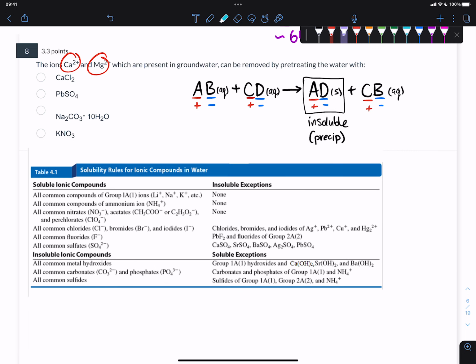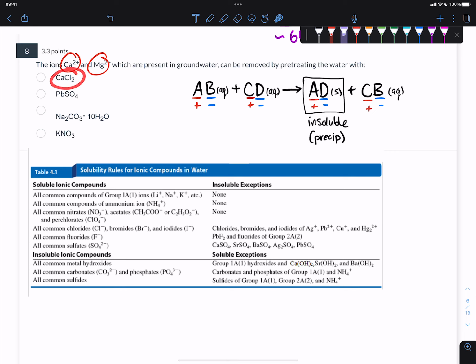This question can seem a little confusing, and it is. So let's go through each answer choice and see what makes sense. Calcium chloride is soluble, based on how to read the solubility rules, it's a common chloride. The only time that chlorides are not soluble is when they're paired with silver, lead 2, copper 1, or mercury 1 ions.